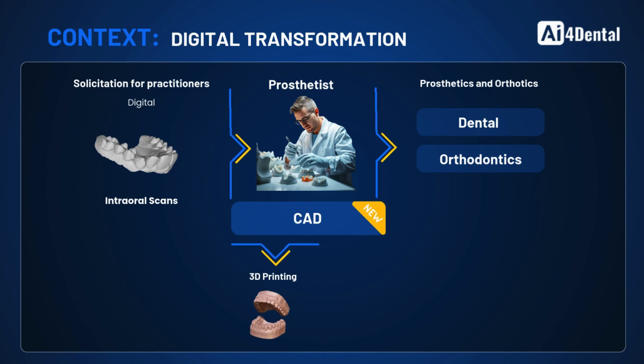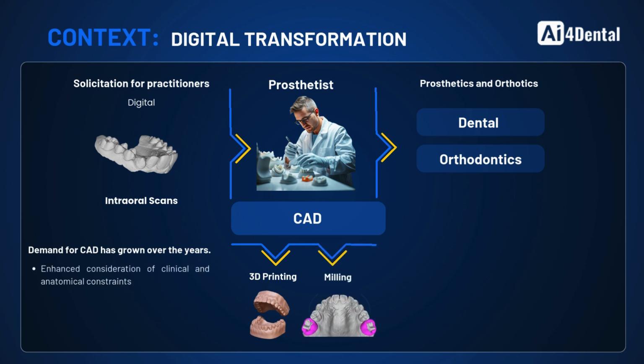The challenge lies in the fact that scans are often imperfect and not directly printable volumes. Additionally, CAD is increasingly used to better accommodate the clinical and anatomical constraints of patients. For instance, we can now design anatomical bands tailored to a patient's specific dental anatomy, among other prosthetic applications made possible by technological advancements. The first question is, how can AI improve productivity in this process?